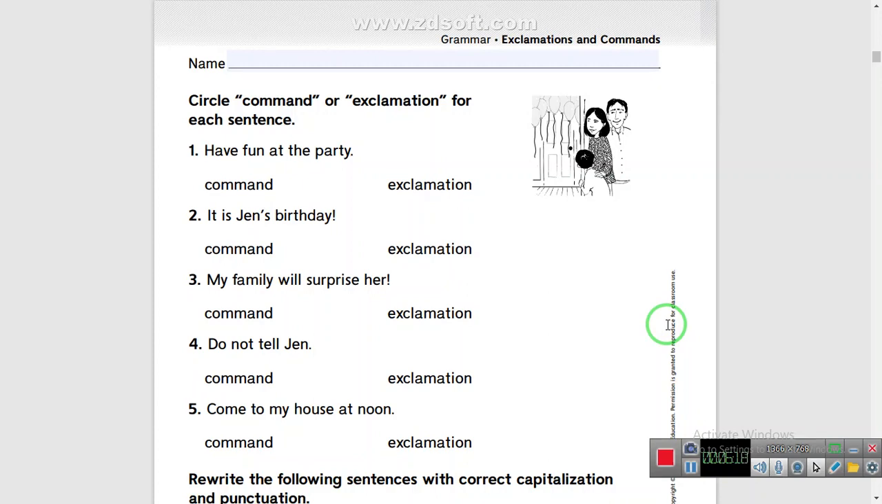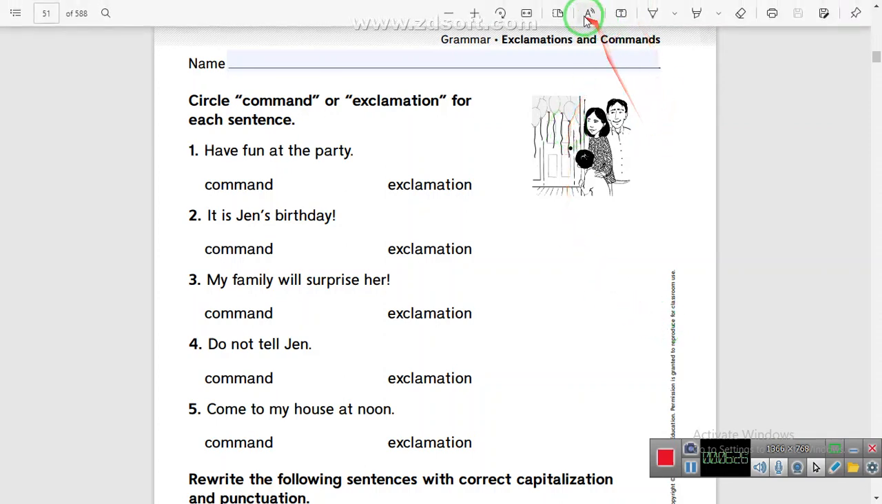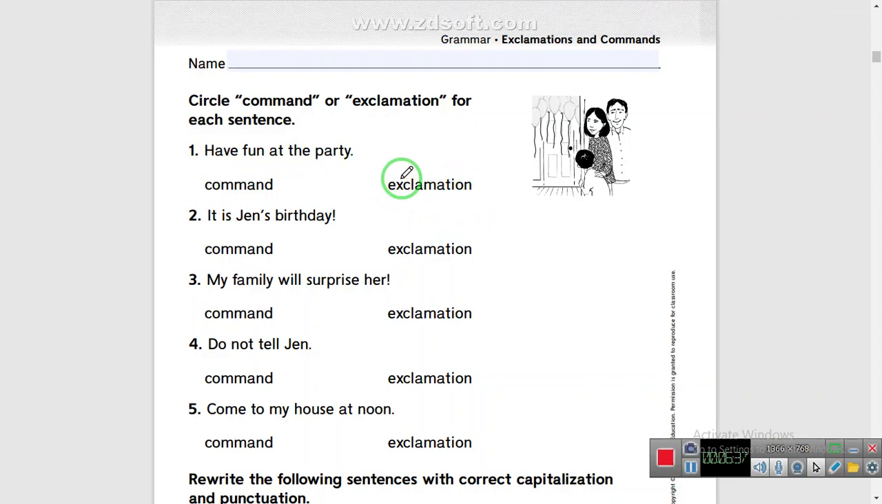The instructions here say to circle command or exclamation for each sentence. So, in each sentence, if it's a command, we should circle the word command. If it's an exclamation, we circle the word exclamation. Let's start with number 1.